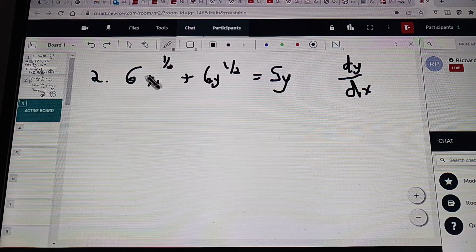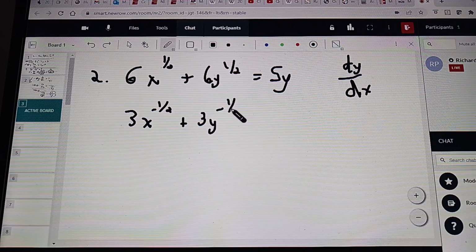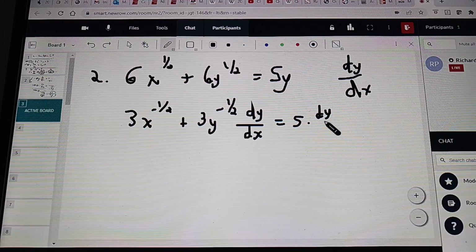So first, power rule would be 6 times 1/2, which is 3. And then decrease the exponent by 1 to a negative 1/2. And then technically times 1, because you're really multiplying by dx over dx. And then same thing here, 3y to the negative 1/2, but now I have to have dy over dx for that part. And the derivative of 5y, if that was a power rule, you would just get 5, but then times dy over dx.